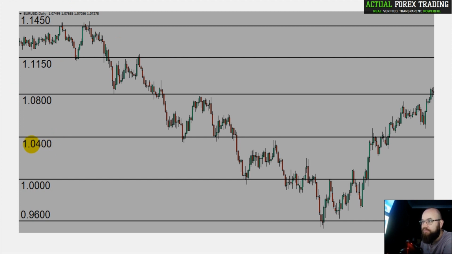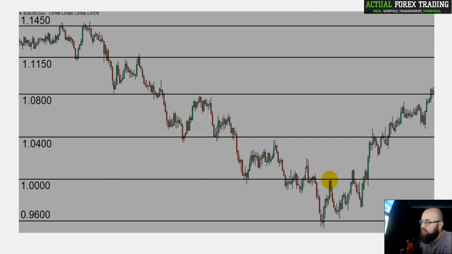104.00, support, support, resistance. It says price is reaching this area, bearish becomes bullish, support. Bearish becomes bullish, support. Bullish becomes bearish, resistance. 1.00, that's a real key. Psychological level 1.00. It's a dead number.